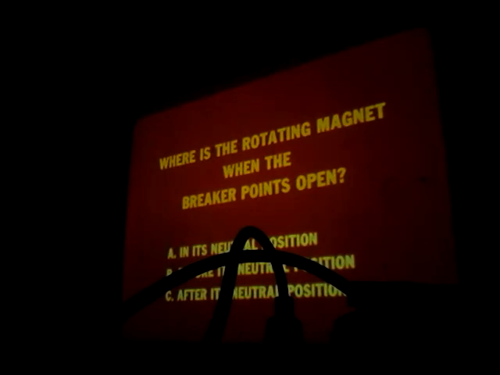Now that we have discussed the theory of magneto operation, let's try a couple of questions. At what position do the breaker points open? Is it when the rotating magnet is in its neutral position, before it reaches its neutral position, or after it passes its neutral position?